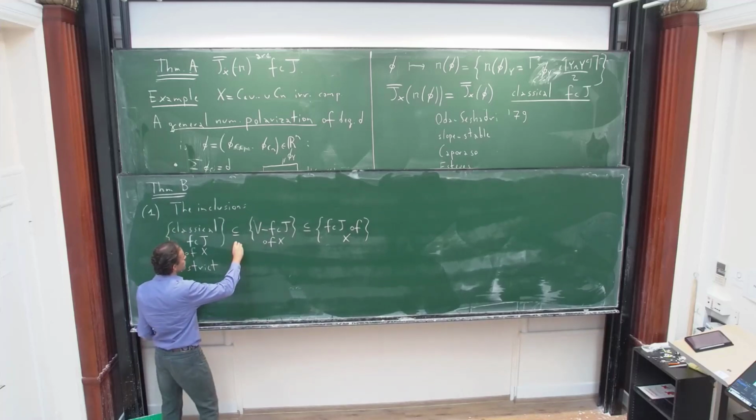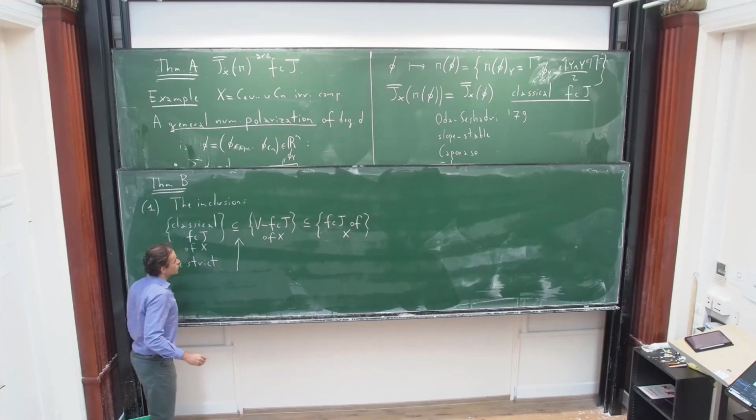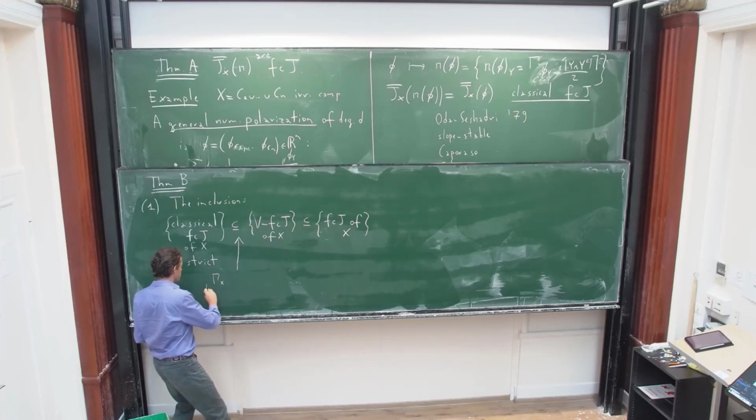So here, the smallest example that I have is the following. It's a curve whose dual graph is this dual graph.